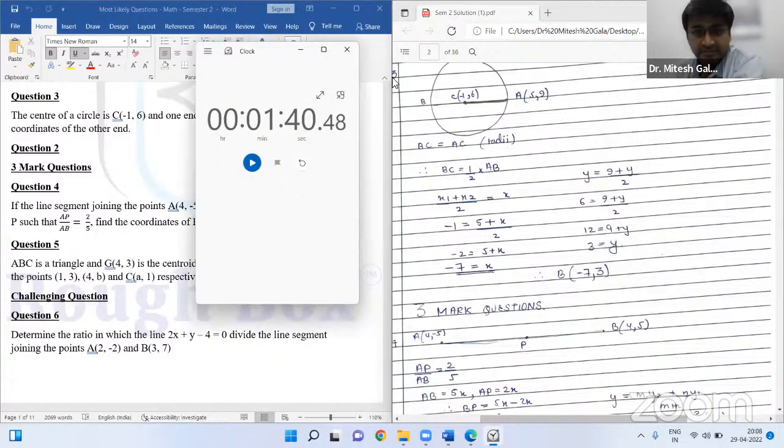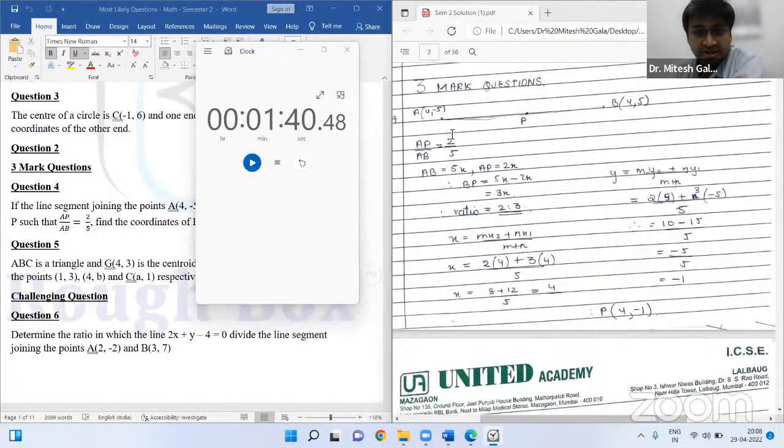So basically, the ratio is AP to AB. We need to find PB. So the ratio 2:5 is given, which will become 2:3. Once you get the ratio, you can easily find the coordinates of P by using the section formula. So you should be getting the answer 4, -1.